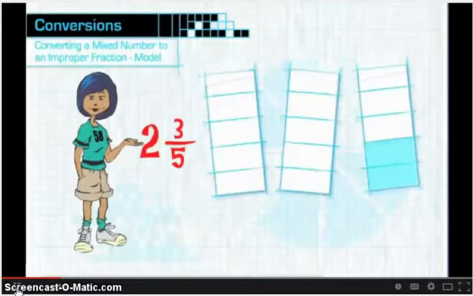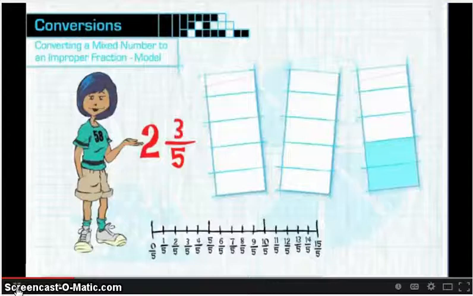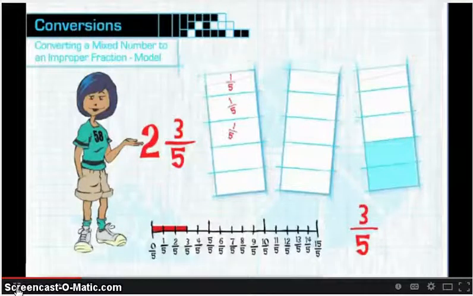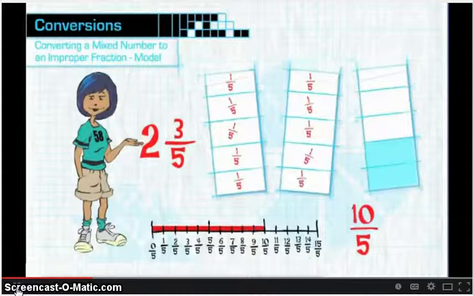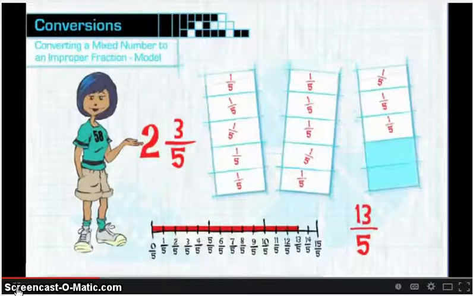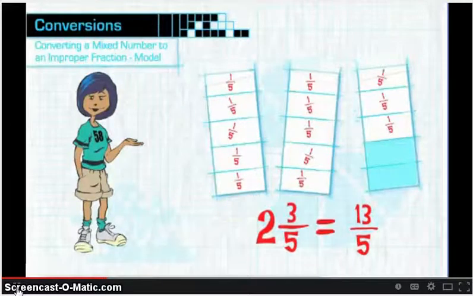So far, so good. Now, just like we did with the earlier model example, you simply count and total each of the white sections to convert the mixed number 2 3/5 to an improper fraction. Since each section represents 1/5, you simply count 1/5, 2/5, 3/5, 4/5, 5/5, 6/5, 7/5, 8/5, 9/5, 10/5, 11/5, 12/5, and 13/5. Congratulations! You just used a model to convert the mixed number 2 3/5 to the improper fraction 13/5.